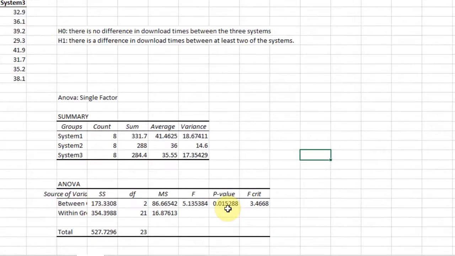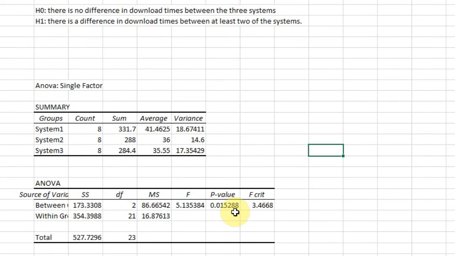We're looking at a P of if it's less than 0.05, and this is in fact less than 0.05. So it looks like we're going to reject the null. There is a difference. Looks like this is the one that wins. The other way of looking at this is when we compute the F statistic, it's 5.1, and that is greater than the F critical of 3.4.